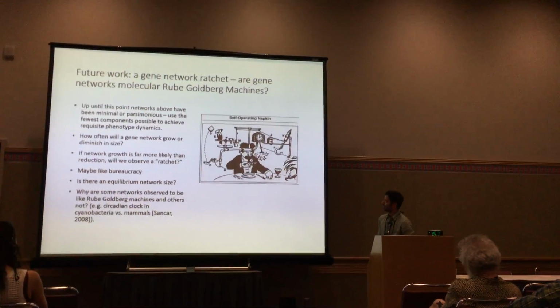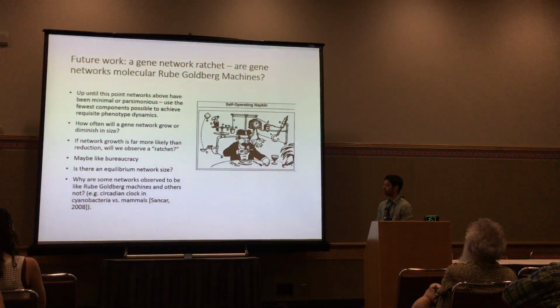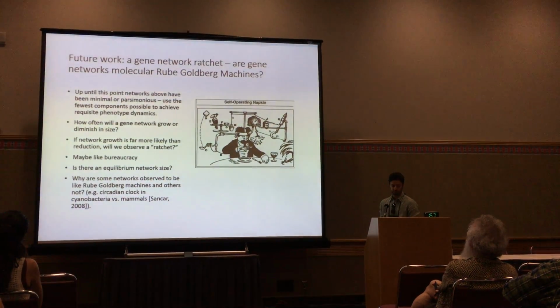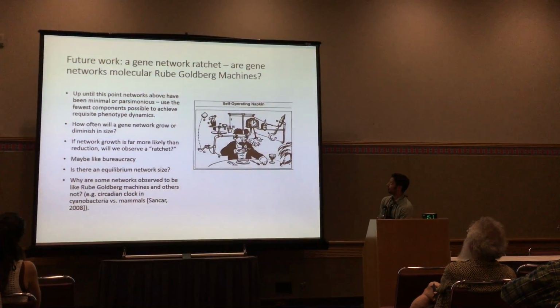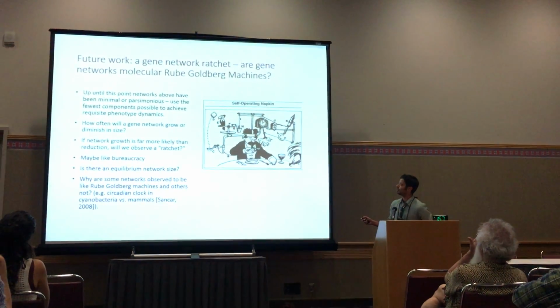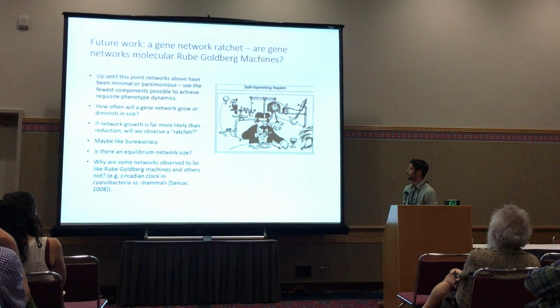So far I've introduced a model of how to look at gene regulatory networks and their evolution, and we've been applying it to study speciation, but we think we can actually use it to study other interesting questions. For instance, are gene networks molecular Rube Goldberg machines? Rube Goldberg was a cartoonist who drew really complicated machines to do simple tasks.